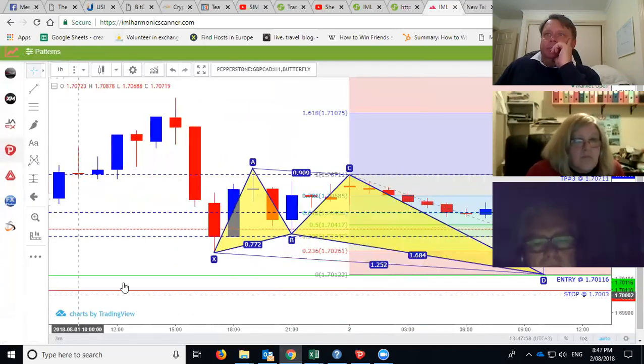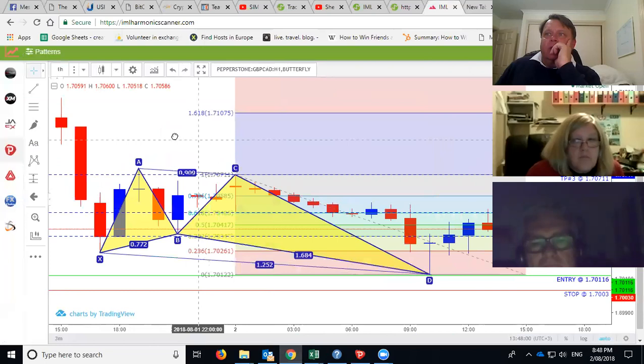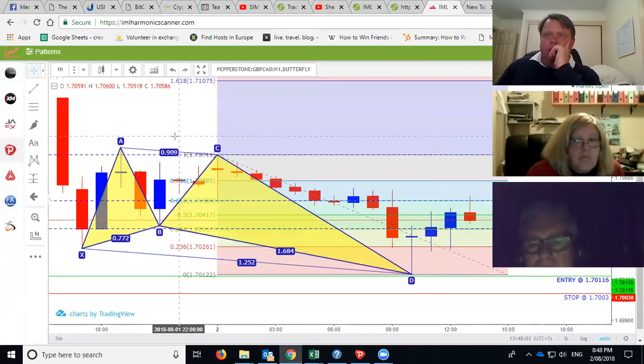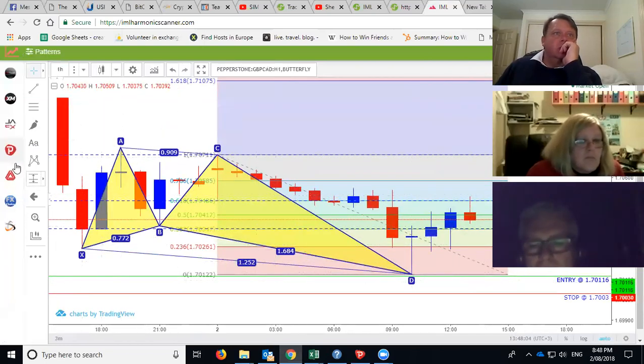GBPCAD. Oh, this is one we looked at last night. My wife and I were looking at that one last night. Or is that the one we just looked at? That looks like the one we just looked at.